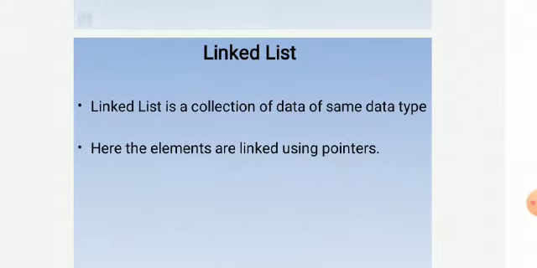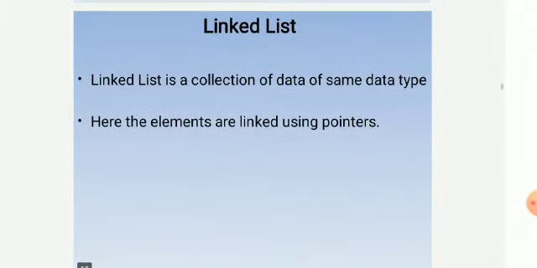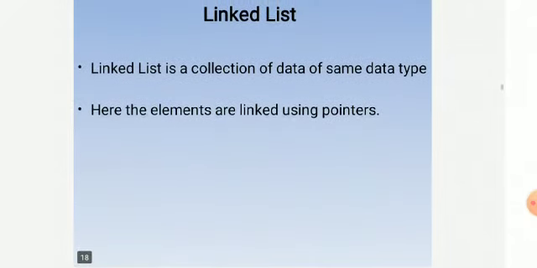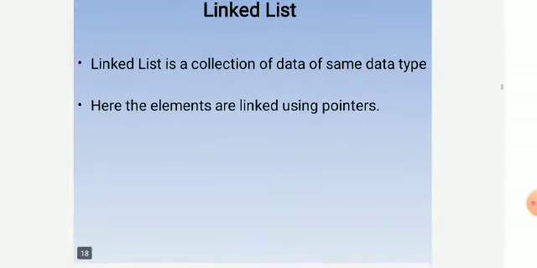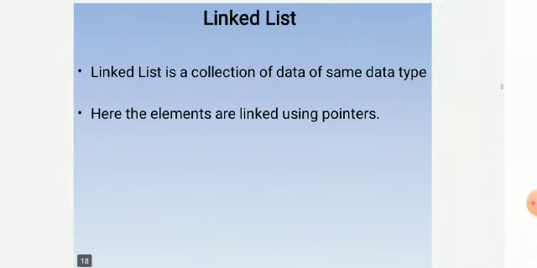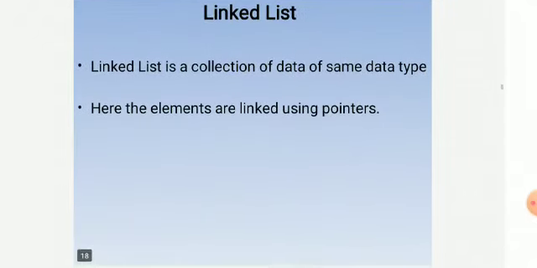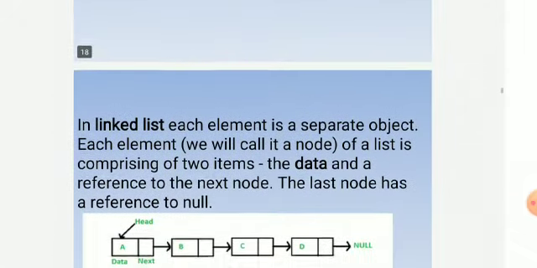Second type is what? Linked list. A linked list is again a collection of data of the same data type, but for the linked list we have to use the concept of pointers. Again we have to learn a separate chapter for this linked list. Just now only remember, a linked list is a collection of data of the same data type, and the linked list is an example of a linear data structure. And what is a linear data structure? All the elements are arranged in a sequential manner.